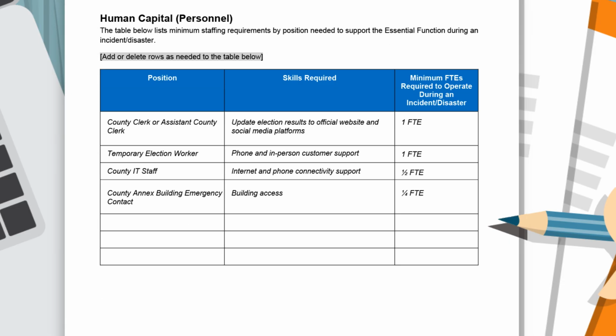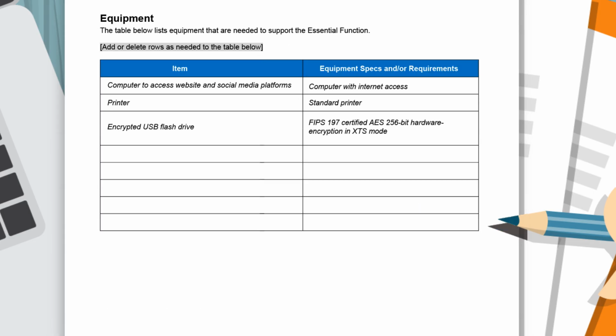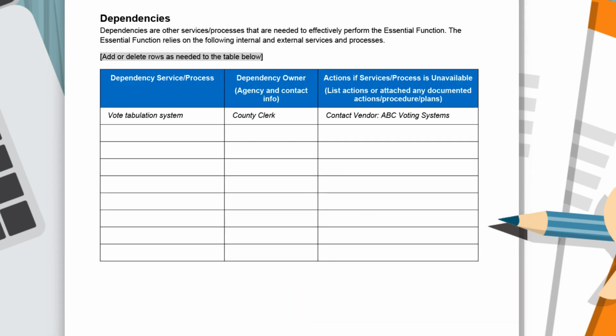List the personnel and minimum staffing requirements needed to support the essential function. Here, the county clerk, temporary election workers, county IT staff, and building staff are all needed for election reporting. List any equipment that supports the essential function. Keep in mind that some items, such as computers and printers, may be needed to support multiple essential functions. List the other functions that the essential function is dependent on. In this scenario, election reporting relies on the vote tabulation system.